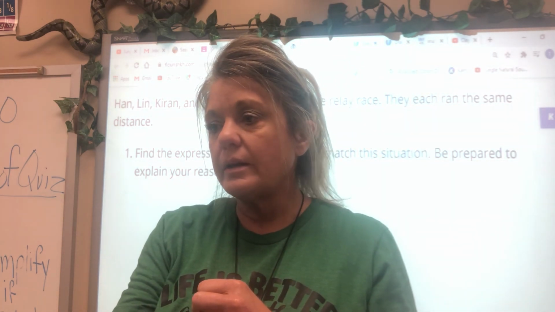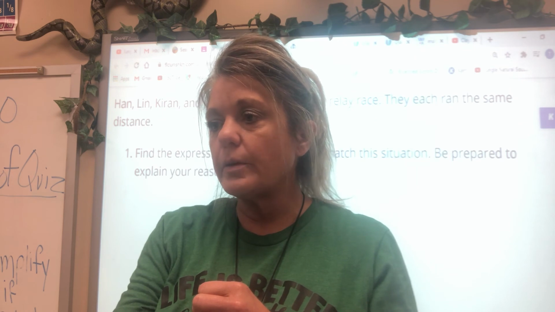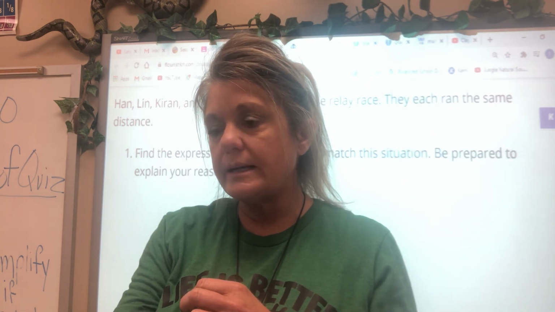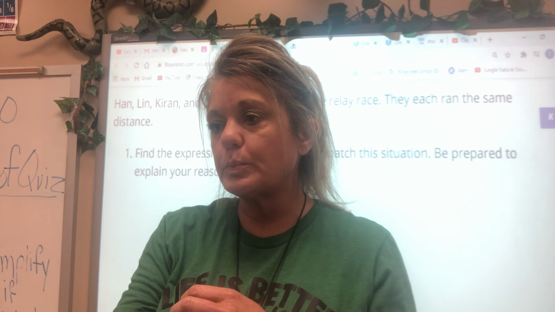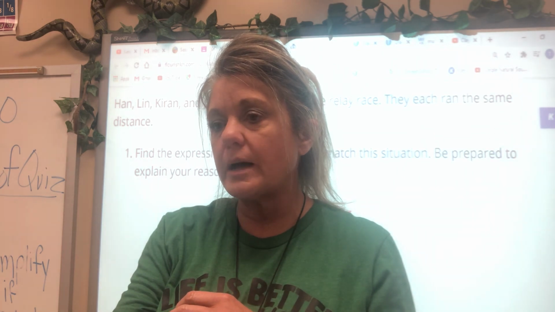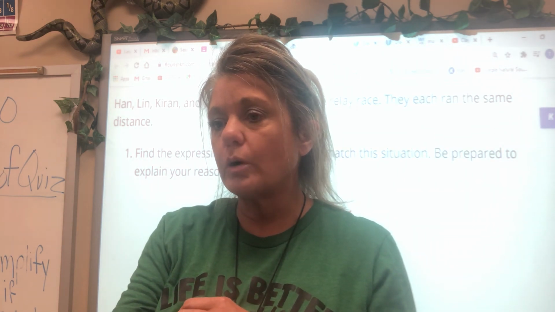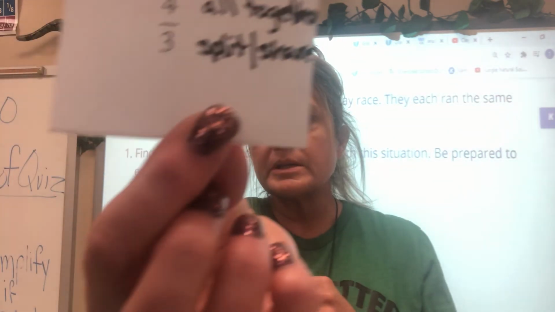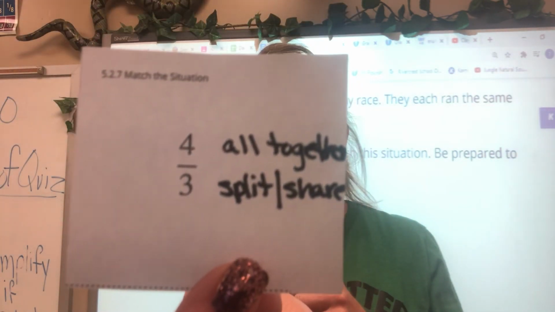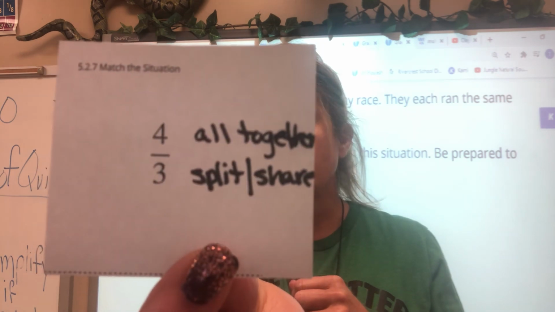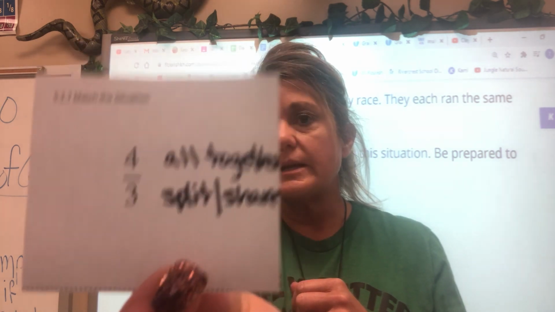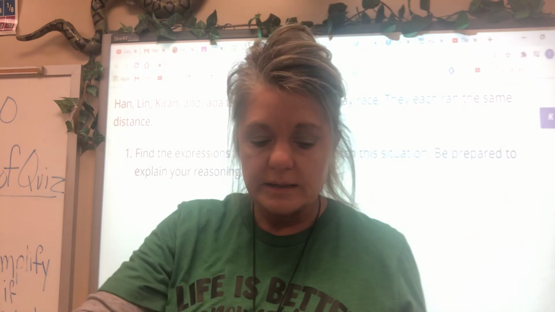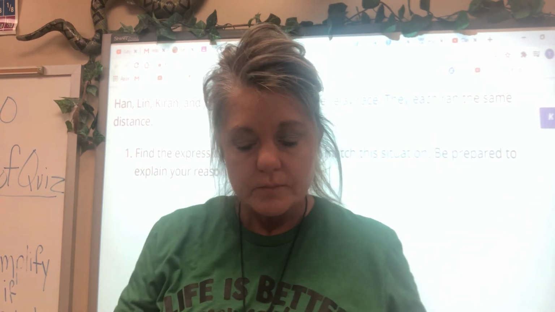And then in this one, it puts the 3 on the bottom, and we know that the 3 is how many it's being split up into or shared by, and we knew that there were 4 runners. So this is actually totally the opposite of what they should have had. 4 over 3, 4 divided by 3 is not the same thing as 3 divided by 4.